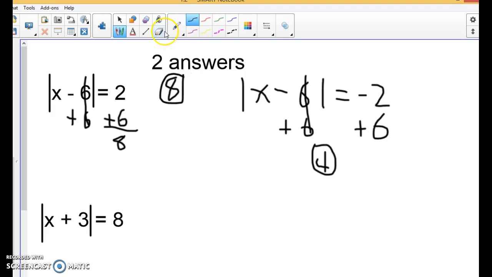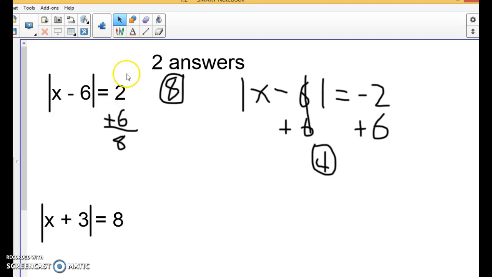I can always go back and check it. So if I plug in a 4 here, well, 4 minus 6 is negative 2. The absolute value of negative 2 is 2. Yes, that works. If I plug in my 8, 8 minus 6 is 2. Absolute value of 2 is 2. So that works as well.